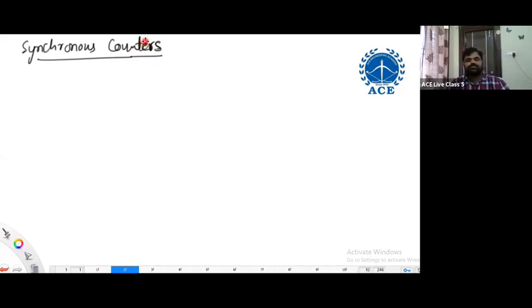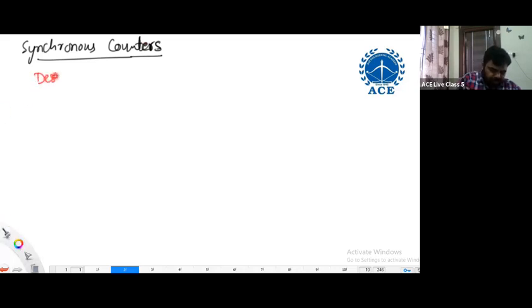Synchronous counters. When the clock is common for all the flip-flops, we say it is a synchronous counter. That means at every clock edge occurrence, all the flip-flops are sensing their inputs. Then if there is a change in a flip-flop output, those changes will occur at the respective edges. Now in synchronous counters, let us start with the design.